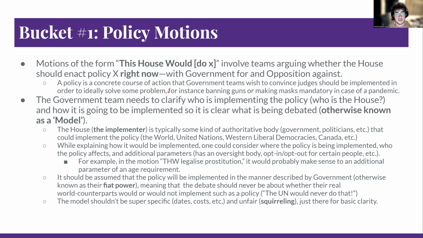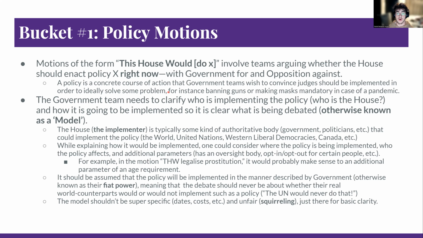While explaining how it would be implemented, one could consider where the policy is being implemented, who the policy affects, and additional parameters. For instance, will this policy require an oversight body, opt in, opt out for certain people, etc. Just give a small conception of what this would look like if it were actually implemented, assuming we had the resources to do so, which is what we are assuming. I believe that the most important aspect of the additional parameters is to get rid of specific arguments that you know would make the debate unfair.